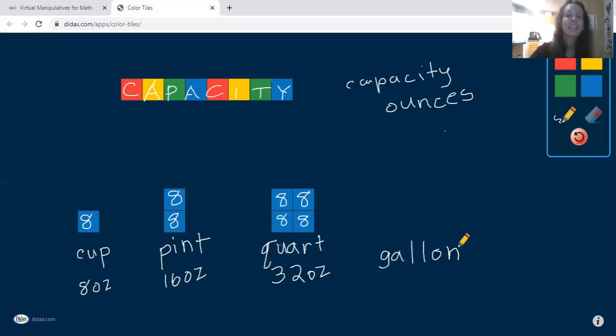And a gallon, guess how many ounces is in a gallon? 128. Do you believe it? 128. So do you know how many of our cups I need to make a gallon? How many of these I need to make a gallon? I need 16 of those. 16.